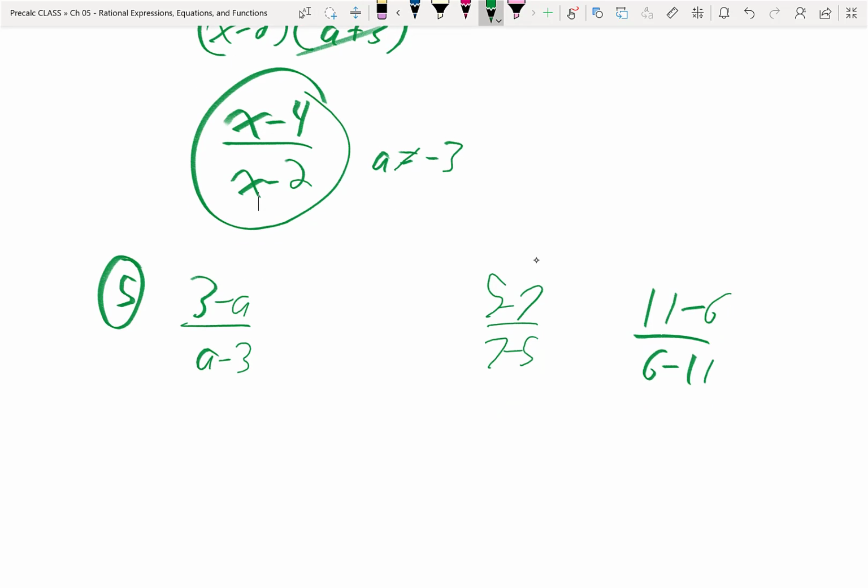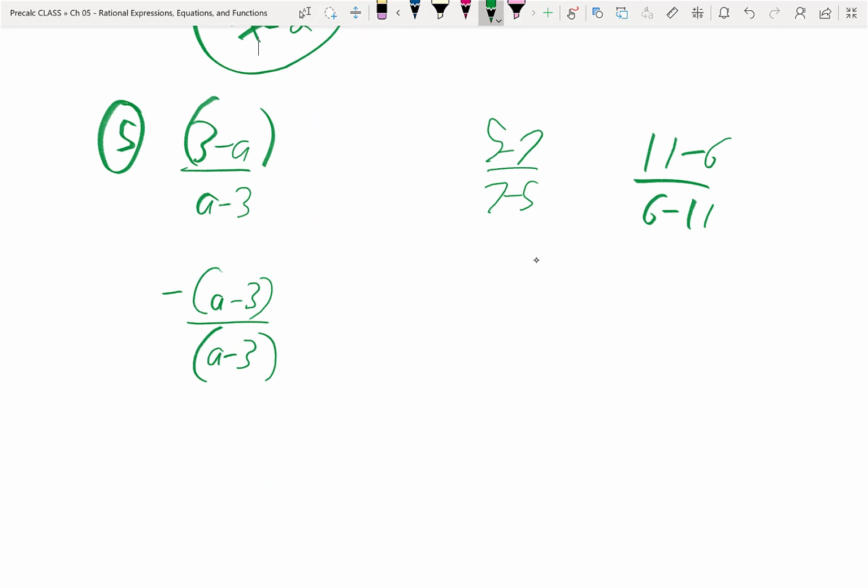Do you guys see that 3 minus a and a minus 3 are opposites of each other? Whatever you subtract in one way, if you subtract the other way, you're going to get the opposite number. The way to prove that is just to pull a negative out of the numerator and make it negative a minus 3 over a minus 3. Then when you cancel those, you get a negative 1. Yep.